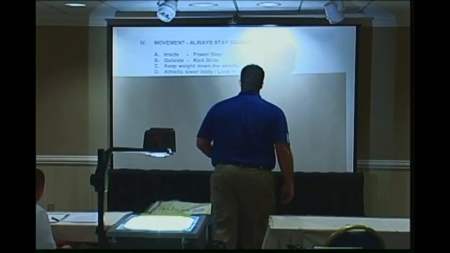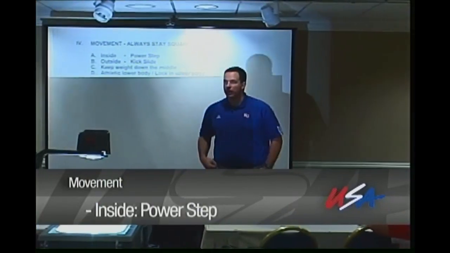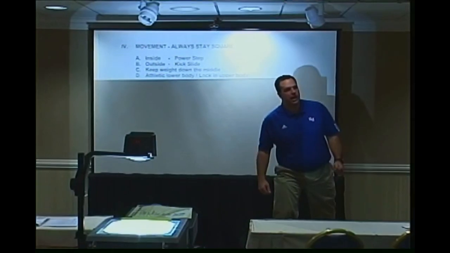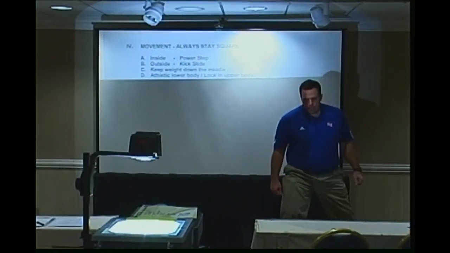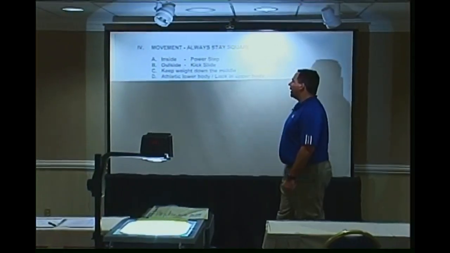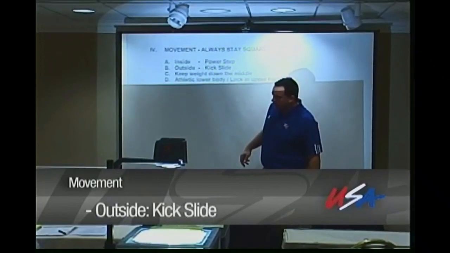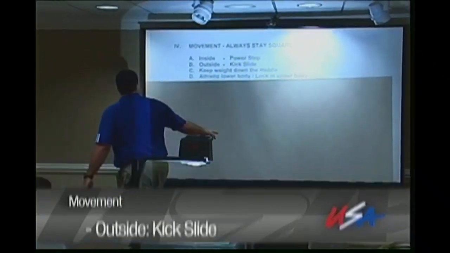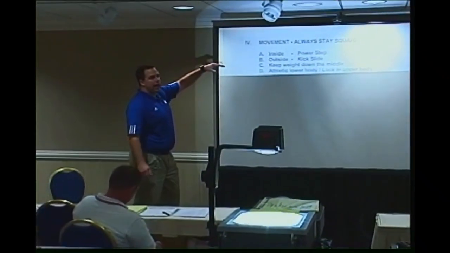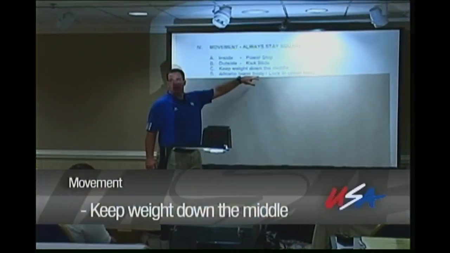Movement. We are always going to stay square. We only have two movements. We have a power step to the inside, which is why we use a stagger. Because when we get any kind of inside rush, we're going to force that guy where? Good. So we're going to power step. It's going to be strong, powerful to the inside. To the outside, we use a kick slide. I'll go through these in a second. During this whole thing, don't forget that broomstick. Keep the weight down the middle.